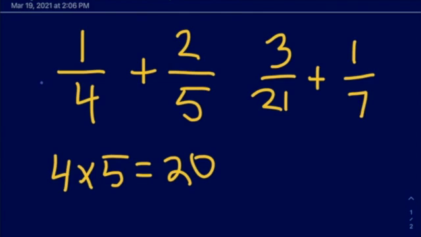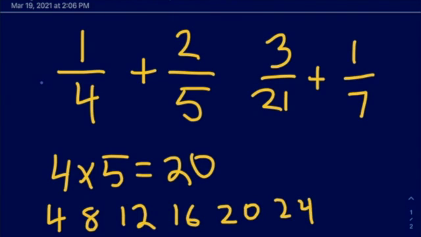So if I was doing 1/4 plus 2/5, I might do multiples of 4: 4, 8, 12, 16, 20, 24. And then I might do multiples of 5: 5, 10, 15, 20. Oh, there is a common denominator. So that's another way to find a common denominator.